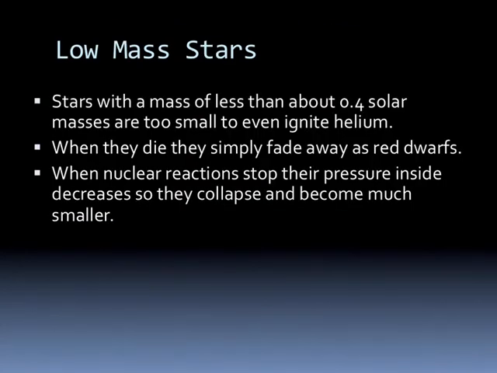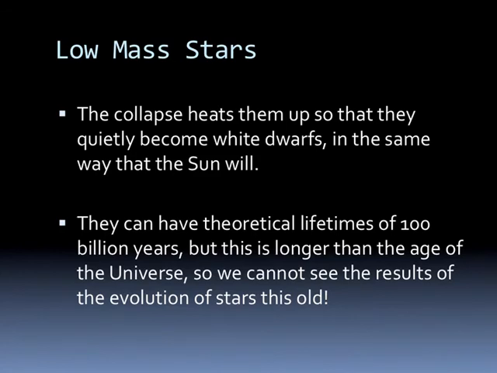And what about low-mass stars? Stars with a mass less than 0.4 solar masses are too small to ever ignite helium. When they die, they simply fade away as red dwarfs. When the nuclear reactions stop, the pressure inside decreases, they collapse and they become smaller. The collapse heats them up, so they quietly become white dwarfs in the same way the Sun will. They can have theoretical lifetimes, though, of 100 billion years. That's longer than the age of the universe. So we really can't see the results of any stars of this size reaching that age.